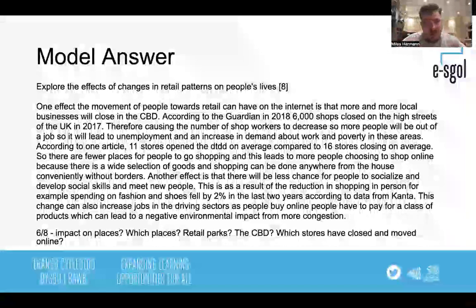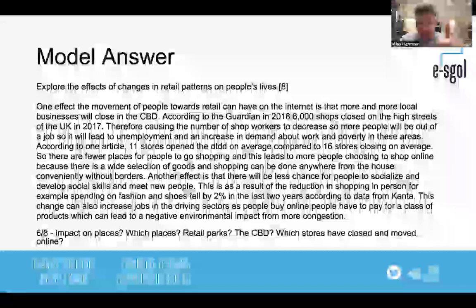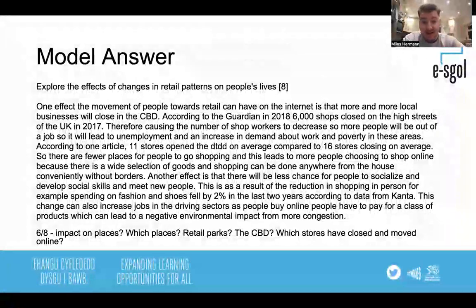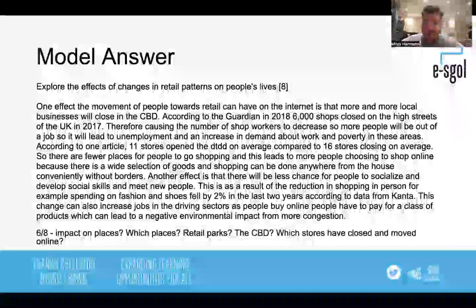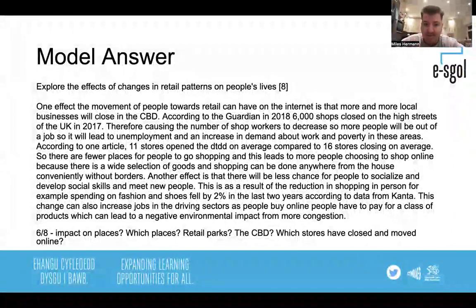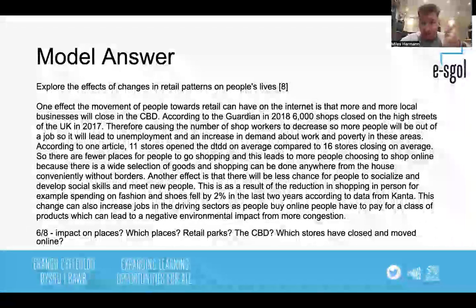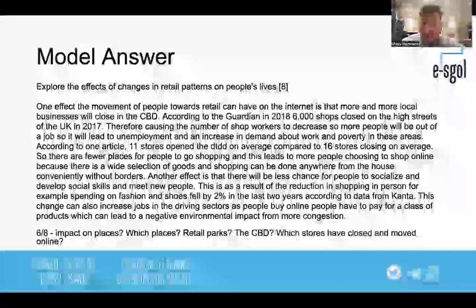So I think about maybe a 6 out of 8 on this answer. Positives: it does show good geographic understanding of the changes in patterns on people's lives. It's talking mainly about online shopping, and it uses statistics quite carefully in the effects as a result. However, it doesn't look at impact on any places. Well, on what places? What about retail parks? There's nothing on retail parks here.